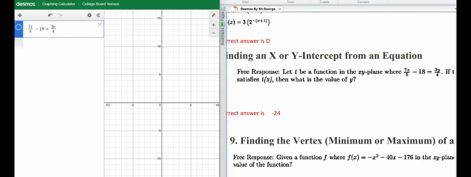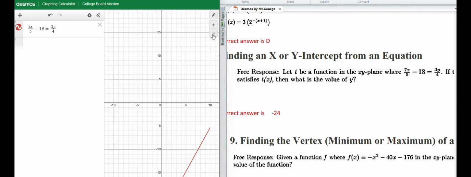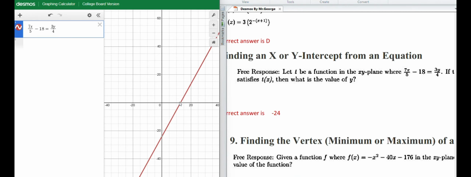And over here we typed it in and we get the graph. Then you go and zoom out to see the whole graph. This is your x-intercept. We don't need this one. We need the y-intercept, which is -24 as x is equal to 0.